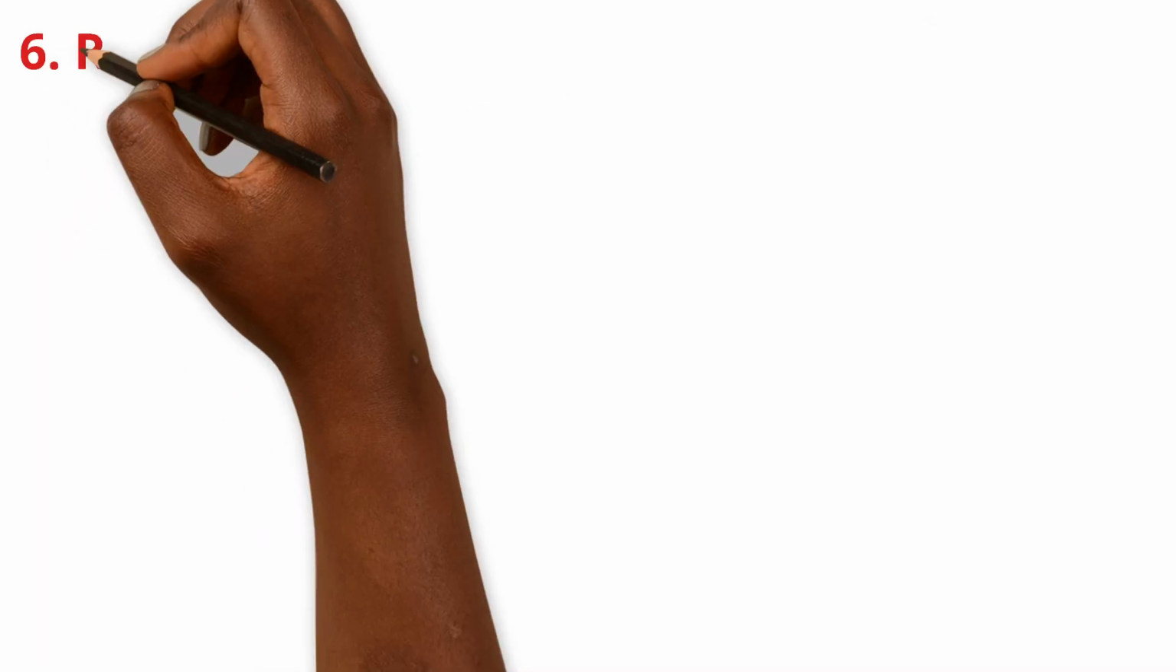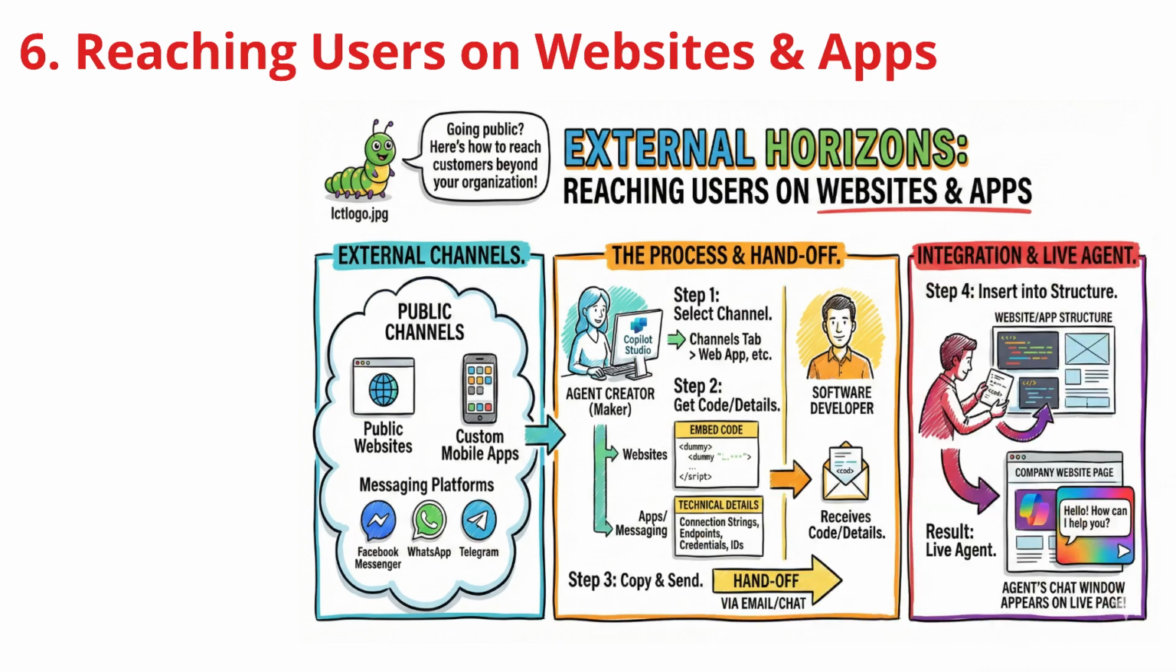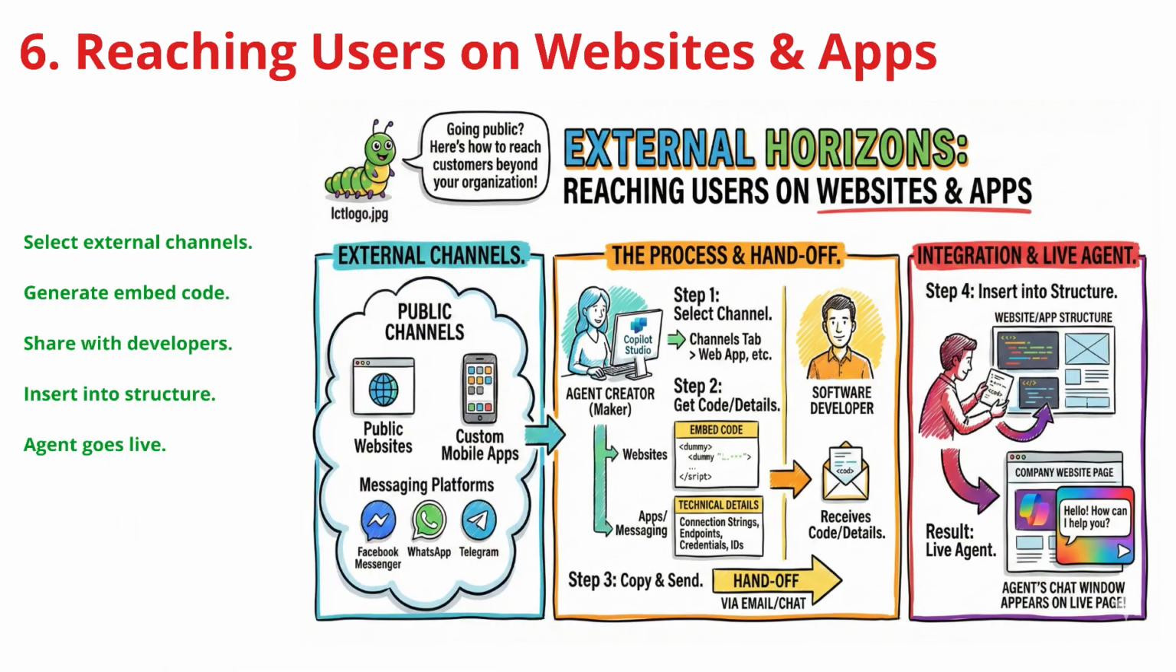Going public means reaching customers far beyond your internal organization. If you want your digital agent to connect with the general public, Copilot Studio allows you to publish to external channels. These include public websites, custom mobile apps, and popular messaging platforms like WhatsApp, Telegram, or Facebook Messenger. Getting your agent onto these platforms involves a simple handoff between you, the agent creator, and a software developer. Copilot Studio won't automatically push the agent to your live website.